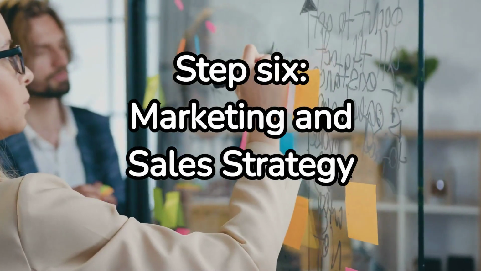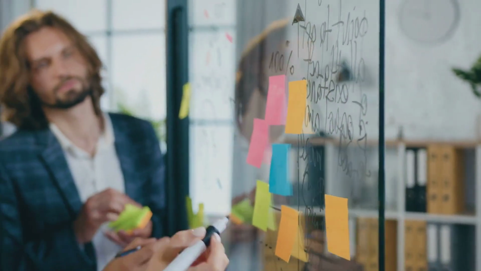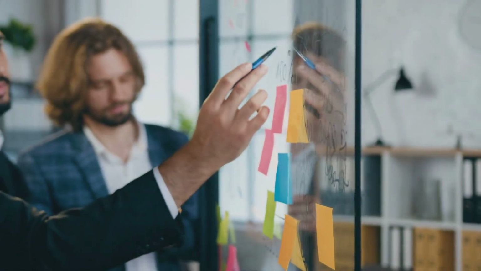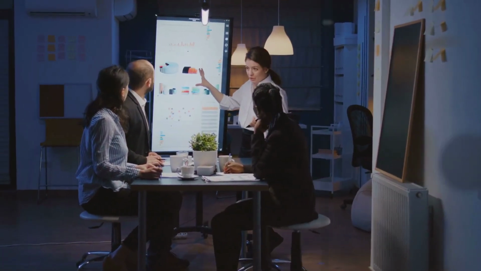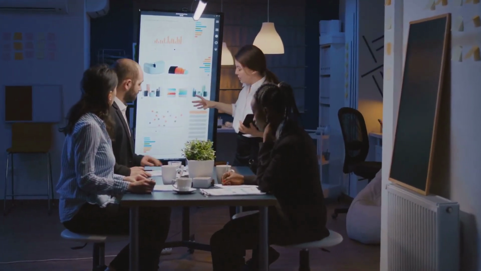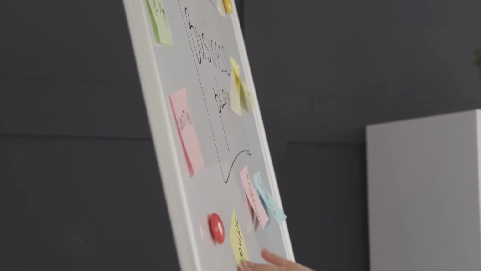Step 6. Marketing and Sales Strategy. Detail your marketing and sales strategies. Explain how you will attract and retain customers. Discuss your pricing strategy, advertising and promotion plans, and sales tactics. This section should show that you have a clear plan for reaching your target market and generating sales.